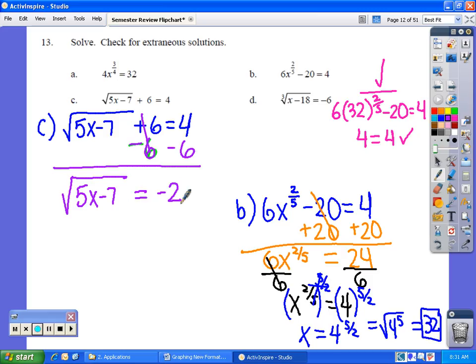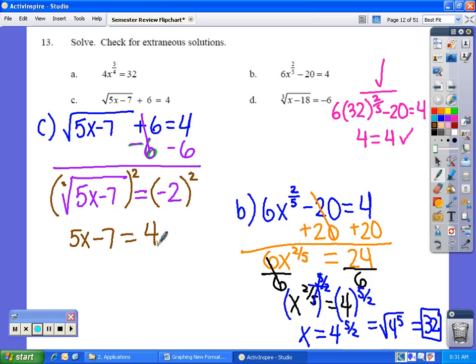Now, the only way to get rid of a root is to do its power. Well, the power that's associated with a square root is technically a root of 2. So the power that we will use to get rid of that square root is a power of 2. Remember, once you have that root of 2 and that power of 2, they kind of cancel each other out. The root goes away, and we're just simply left with 5x minus 7 equals 4.